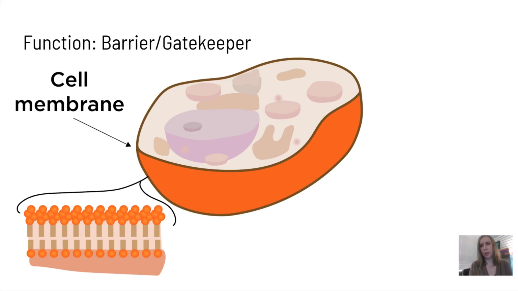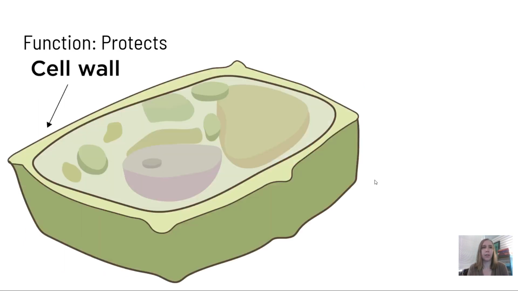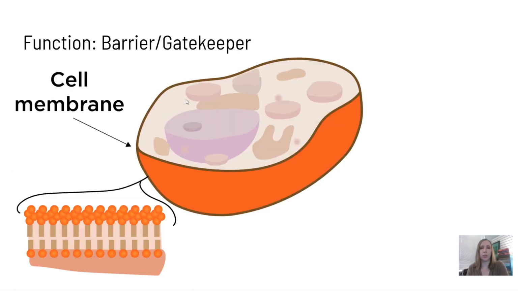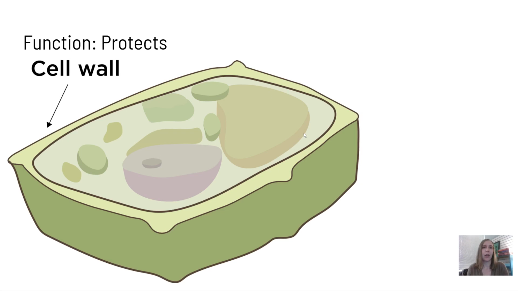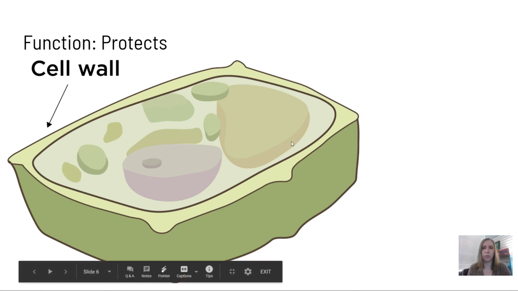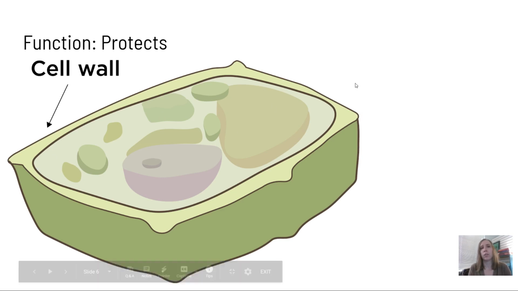Okay, so some of the cell organelles we're going to go over and their function. Okay, so the cell membrane acts as a barrier. It's a gatekeeper. It helps protect the other organelles inside. So this example here would be of an animal cell. Here's an example in a plant cell. You'd have a cell wall that protects the organelles inside, also provides some structure for the plant.